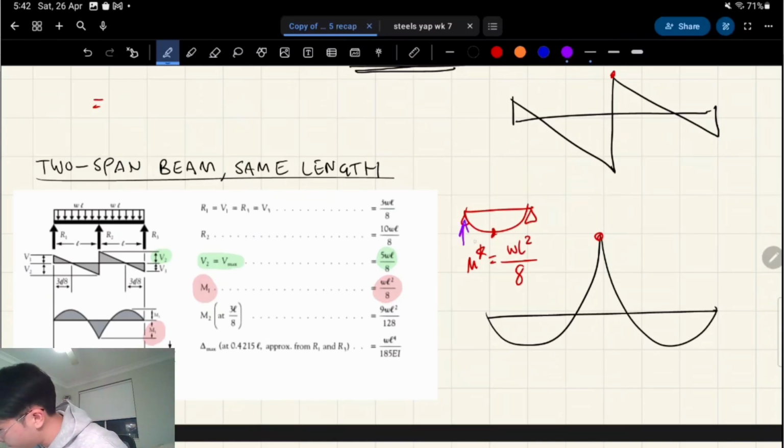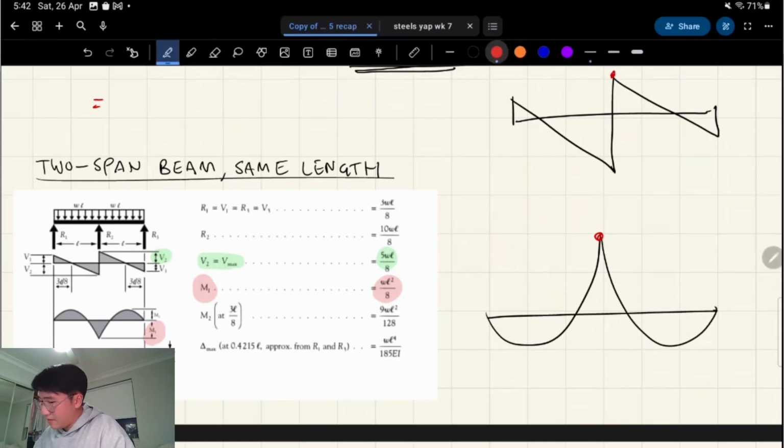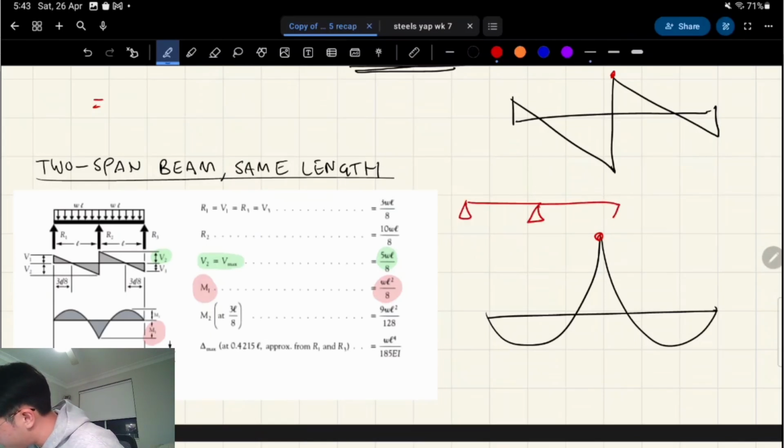Because it's a simply supported beam, these values are like WL on 2 for the reactions. So basically, there's a similar scenario when you have a uniformly distributed load over a continuous beam where the two spans are the same, right, like that.